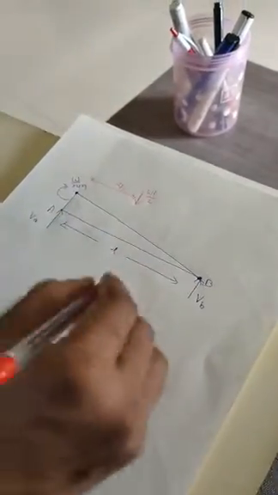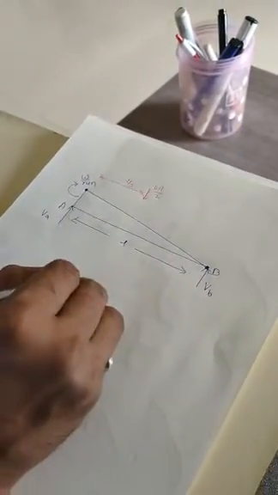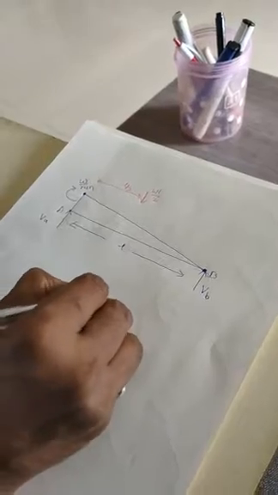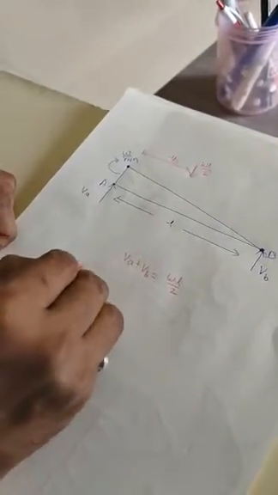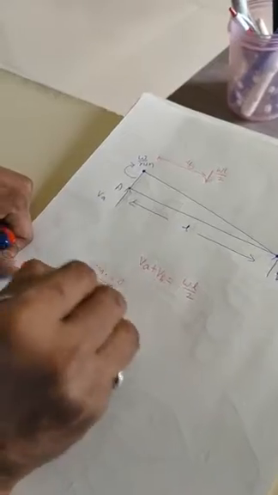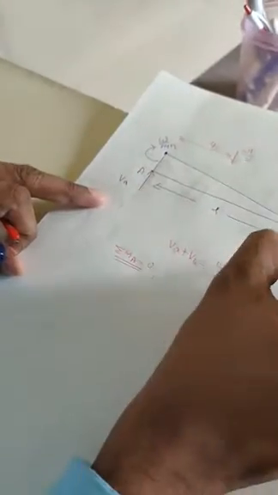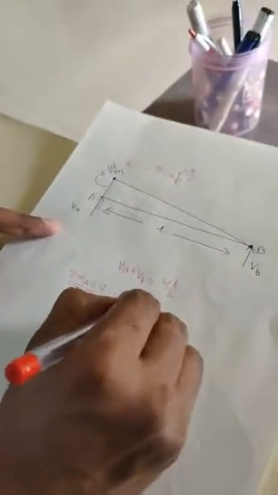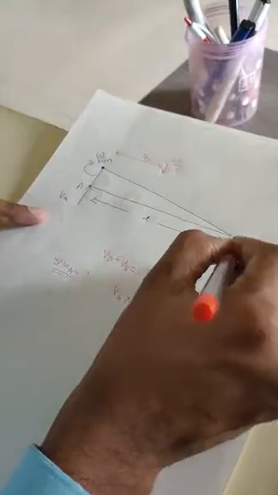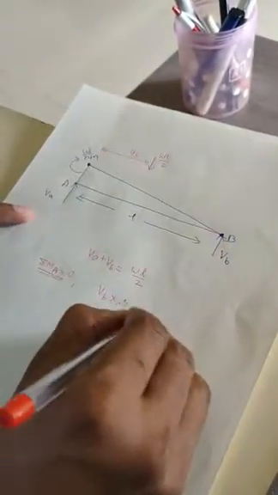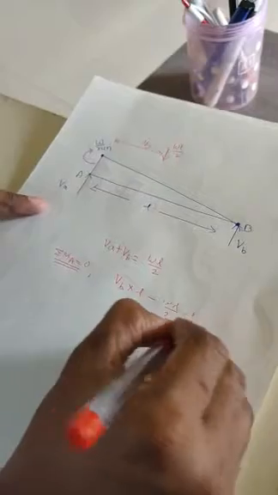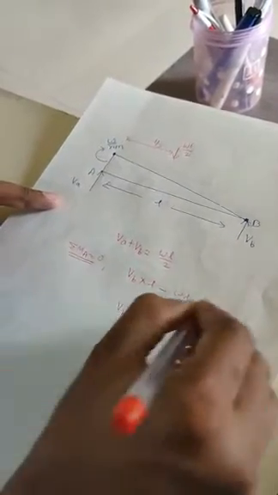So let us first calculate the reaction values. VA plus VB will be the total load. What is the total load? WL by 2. To calculate the reactions I will take moment at one of the ends. So let us take moment at end A. Summation MA equal to 0. Then it will become VB into L minus WL by 2 into L by 3. So if you calculate VB, L will be cancelled.